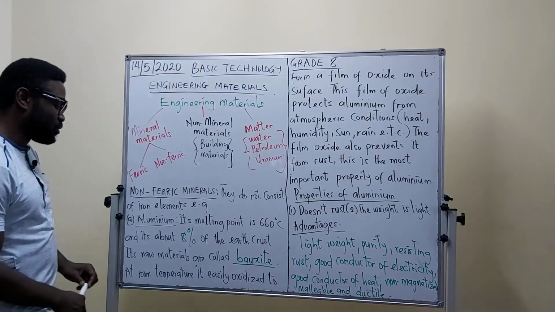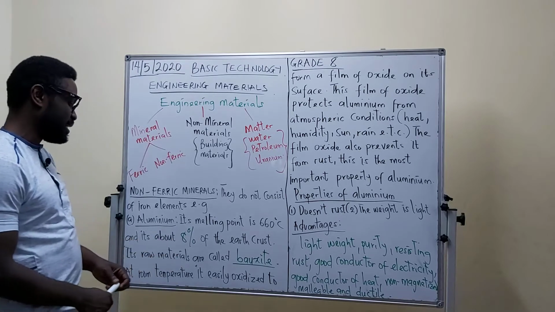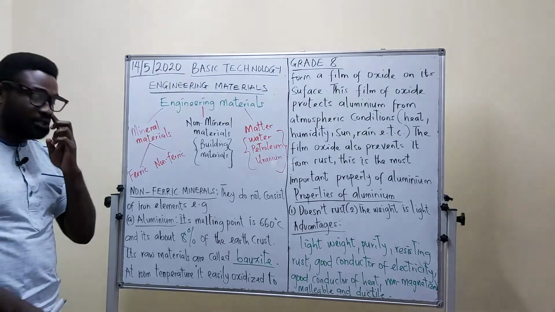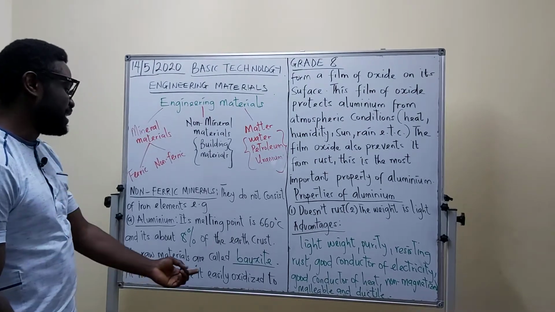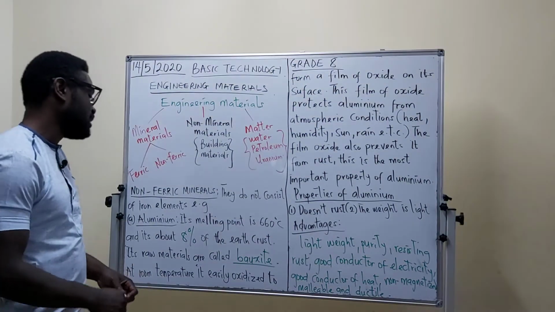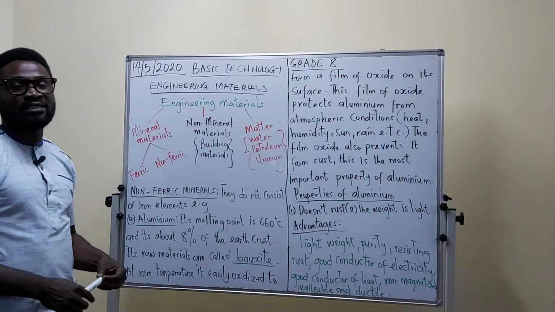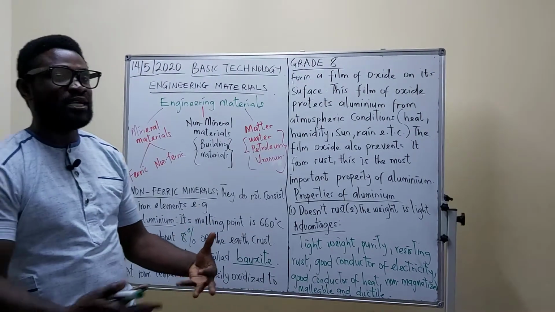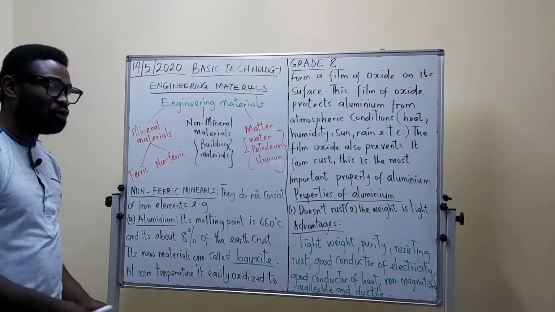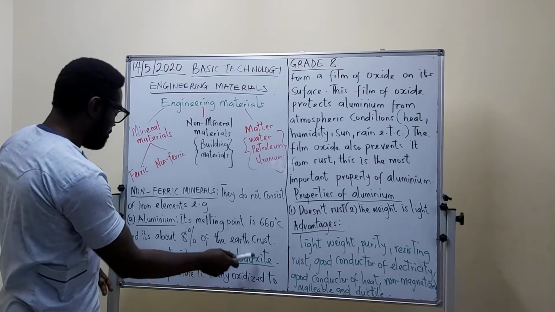So now the other thing is it covers about 8% of the Earth's crust. That is the availability of aluminium, so that is huge. Its raw material is called bauxite. You all know the raw material for aluminium is called bauxite. What do we mean by raw materials? It means the materials that are put together or added together to make aluminium. So the main one is called bauxite.